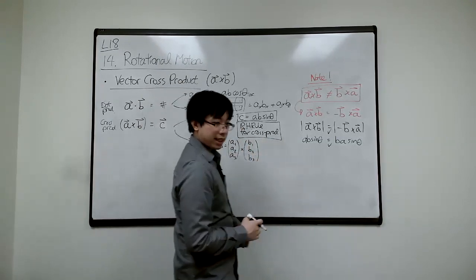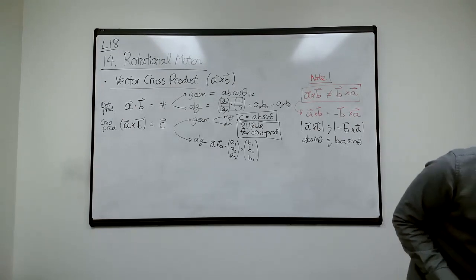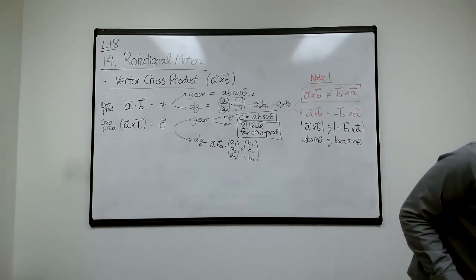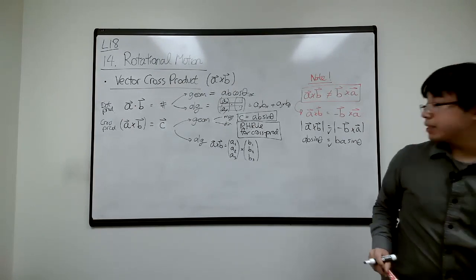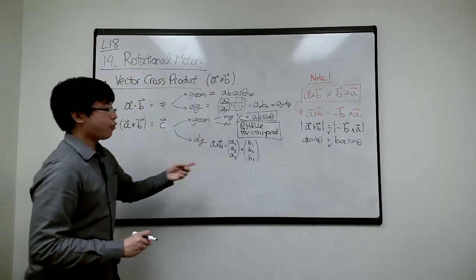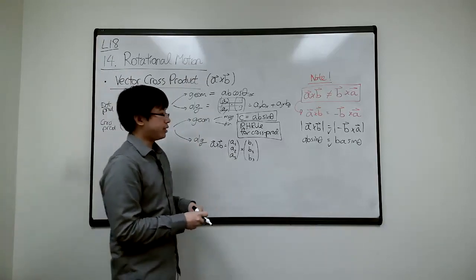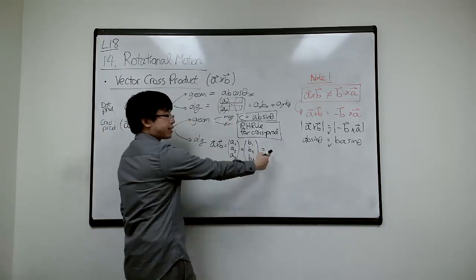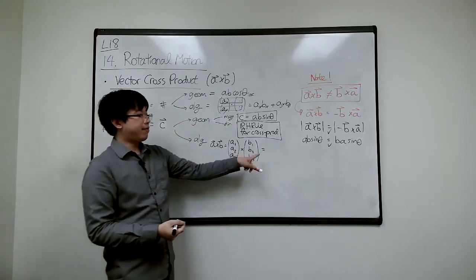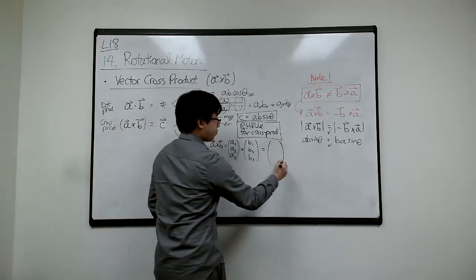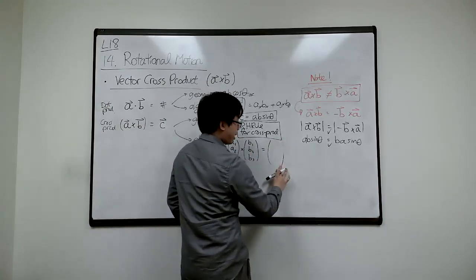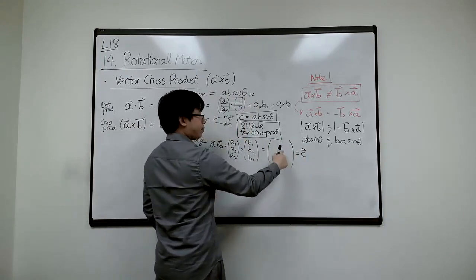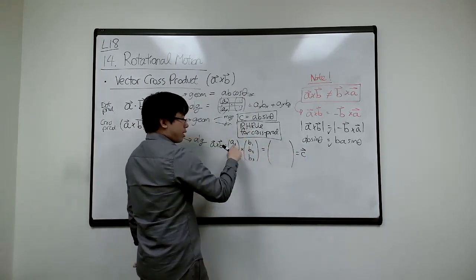Does the textbook use 1, 2, 3 or X, Y, Z? They use X, Y, Z, so you can see both perspectives and decide which one is easier. Remember, does the cross product produce a scalar or a vector? It produces a vector, so you will produce a result like this. This will be called C.